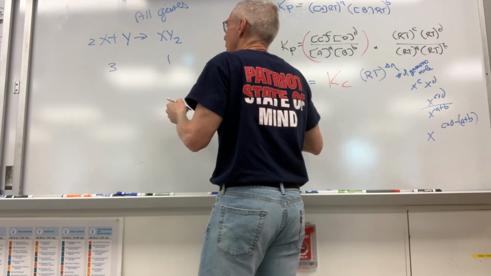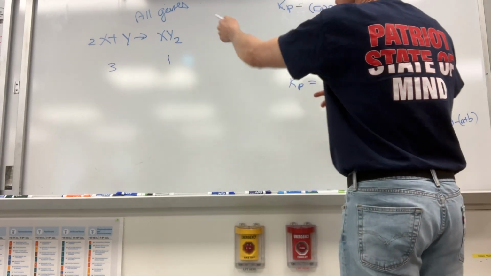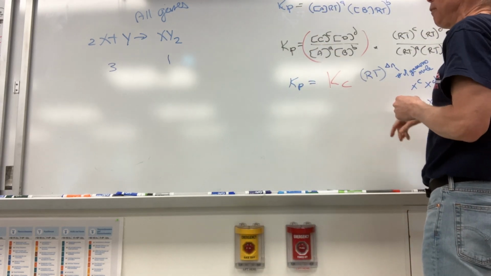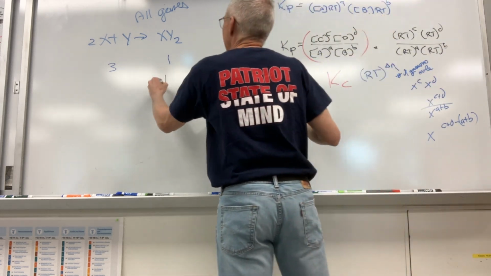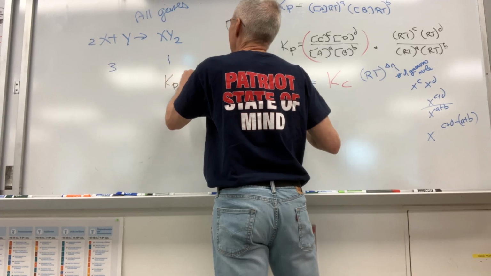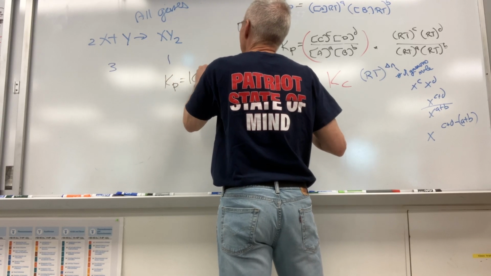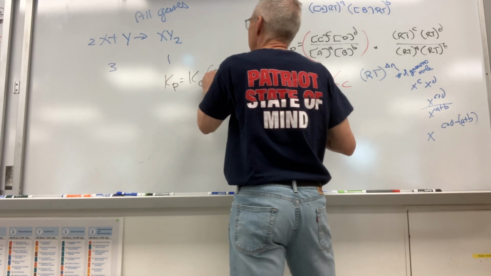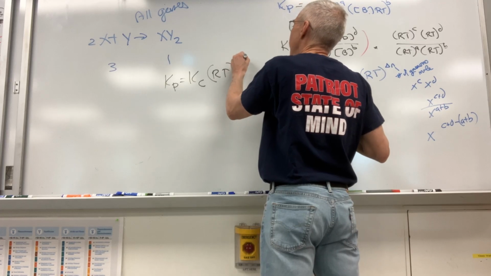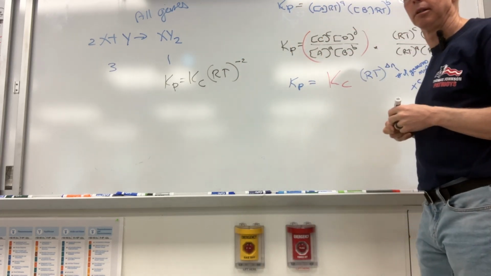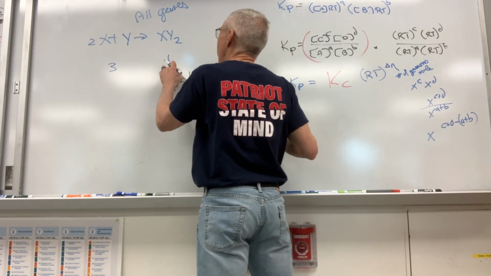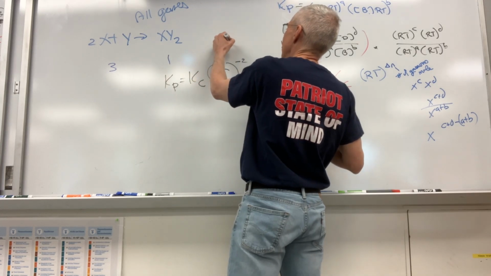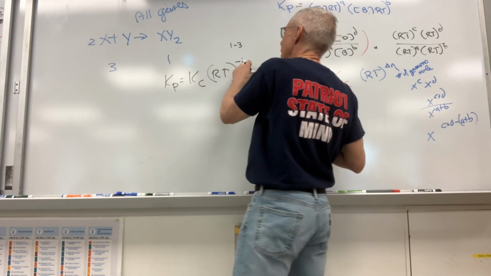So how would I do this? If I knew the Kc for that and they asked me for the Kp, all I would do is go, okay, Kp equals Kc times RT to the -2, because the number of gaseous molecules went from 3 down to 1, so if I'm taking the products minus the reactants, 1 minus 3 is -2.